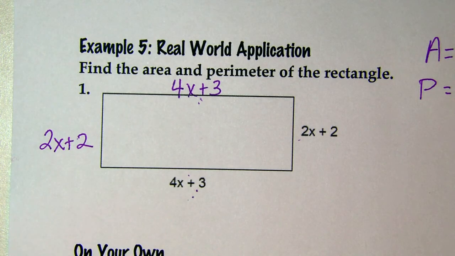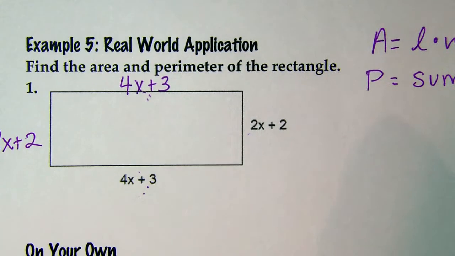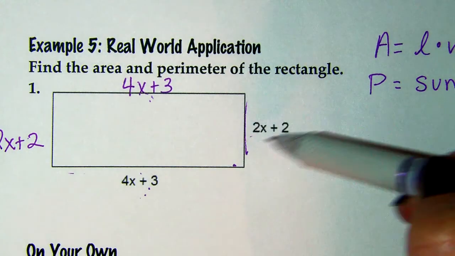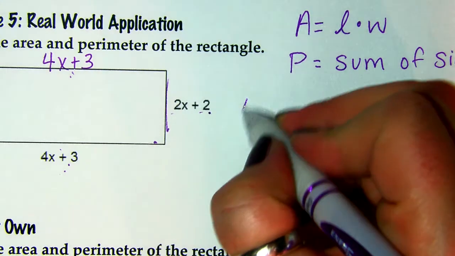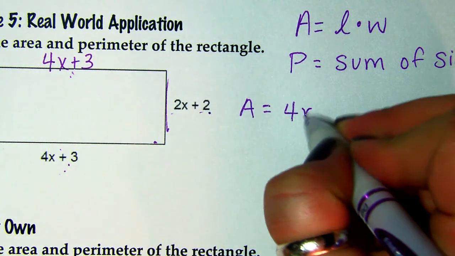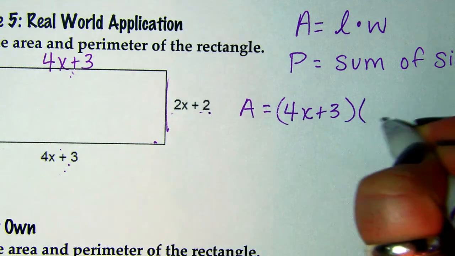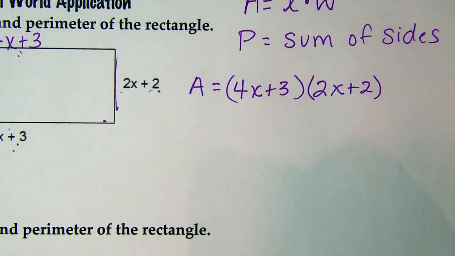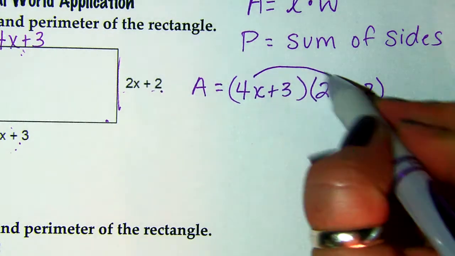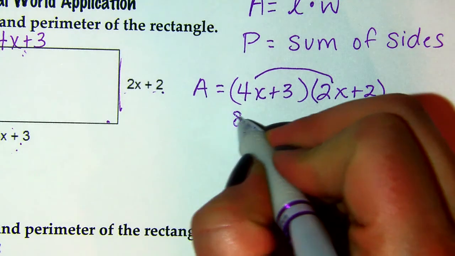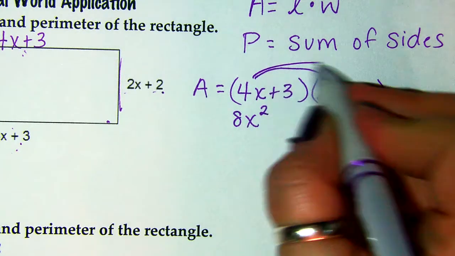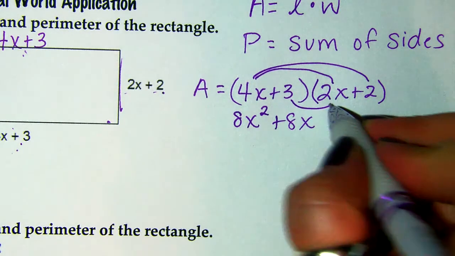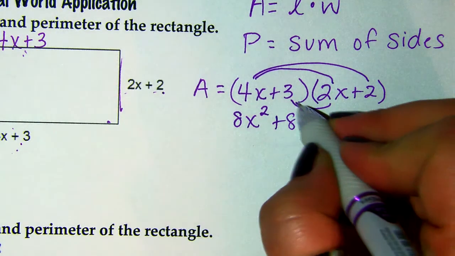So area is length times width. So we're going to take the length, which is 4x plus 3, times the width, which is 2x plus 2. So this is area, 4x plus 3 times 2x plus 2. And then we're just going to distribute like we were before. 4x times 2x is 8x squared. 4x times 2 is 8x. 3 times 2x is 6x. And 3 times 2 is 6.